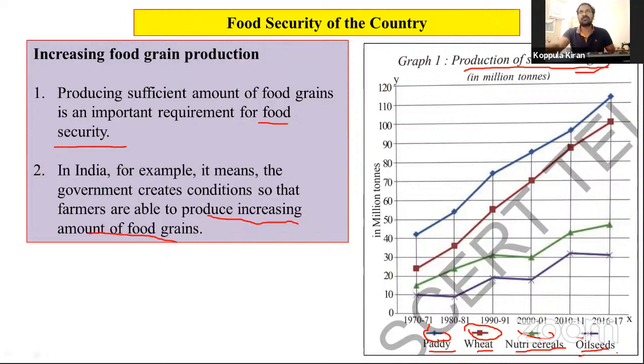Which production? Food grains. What are the food grains? These are paddy, wheat, nutri-cereals, oilseeds. These are the food grains we can produce. Okay, next slide we can understand. There are some questions there, and you can understand easily. Let us go to the next slide.